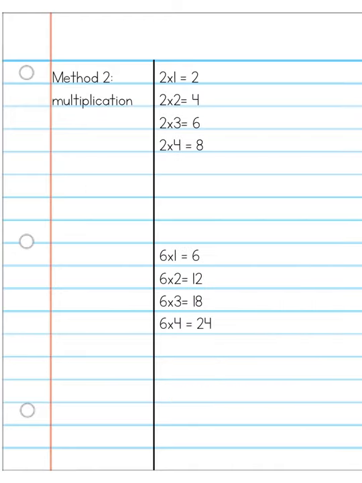The next method we're going to talk about is multiplication. In using multiplication to find multiples, we start with the number that we're finding multiples for, and we start multiplying by each number, by 1, by 2, by 3, by 4, etc. So when I do 2 times 1, I get 2. So this is the first multiple. So 2 is the first multiple of 2. When I multiply 2 by 2, I get 4. So 4 is the second multiple.